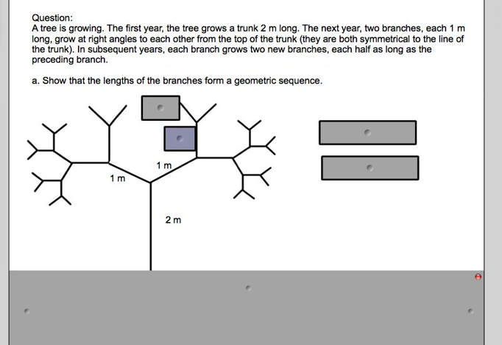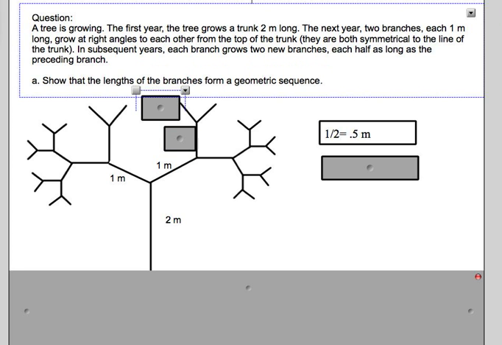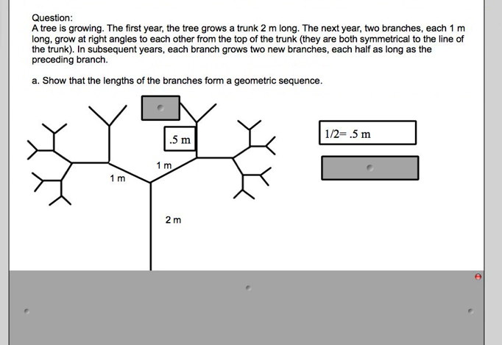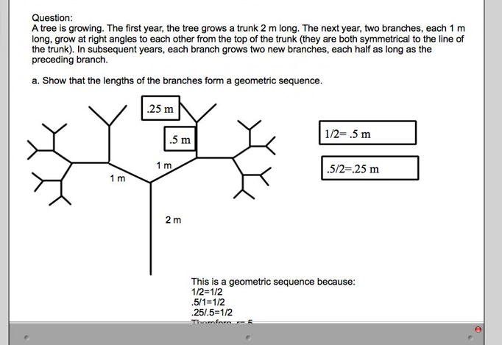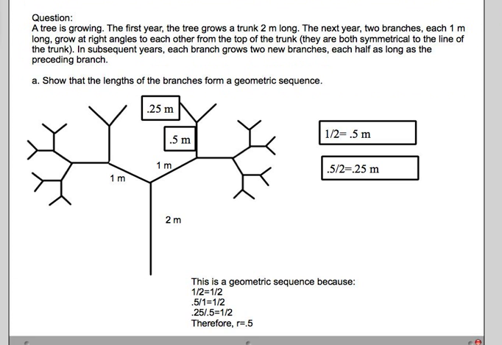Show that the lengths of the branches form a geometric sequence. A geometric sequence can be determined if any 2 subsequent terms can be divided into each other and still get the same number every time. Here, this is obviously the case. 1 divided by 2 is equal to 0.5. Similarly, 0.5 divided by 2 is equal to 0.25. However, down here you can see that 1 divided by 2 is 0.5, 0.5 divided by 1 is 0.5, and 0.25 divided by 0.5 is 0.5. Therefore, r is equal to 0.5.